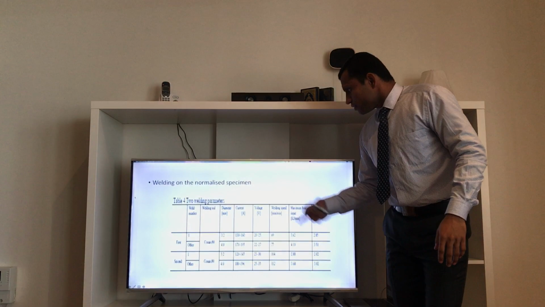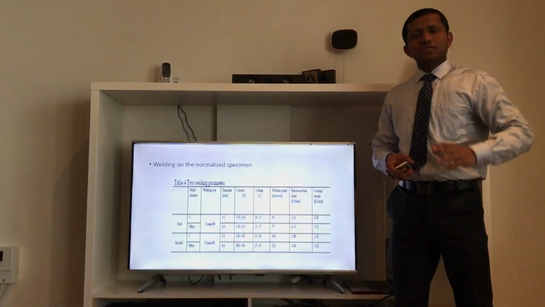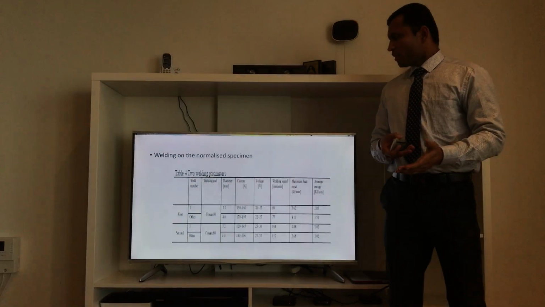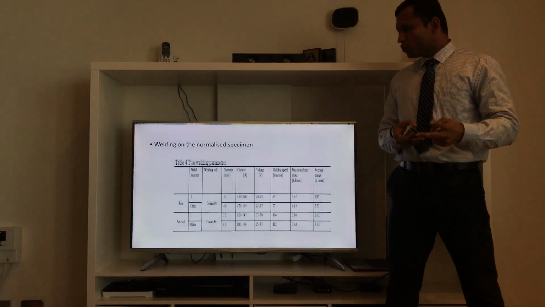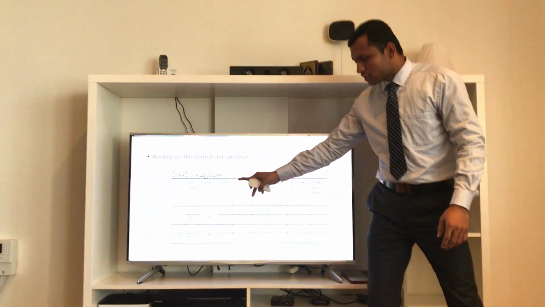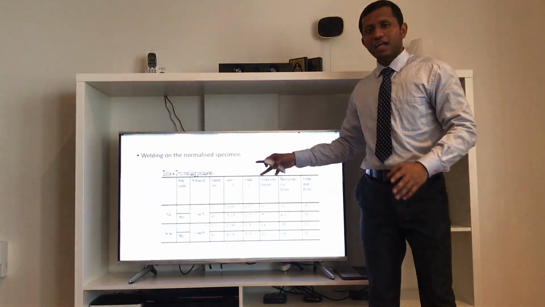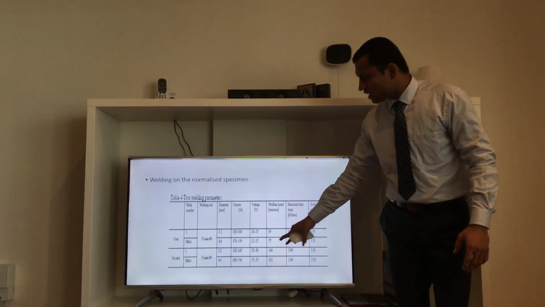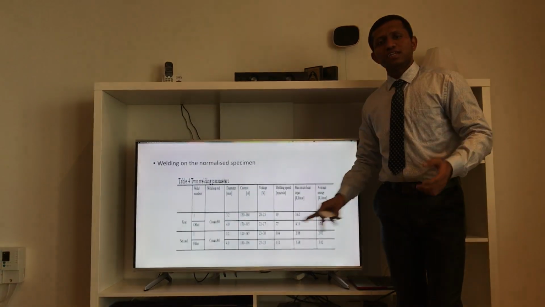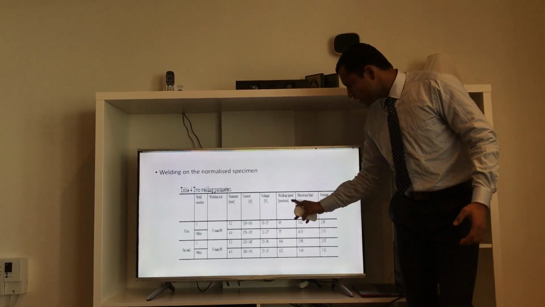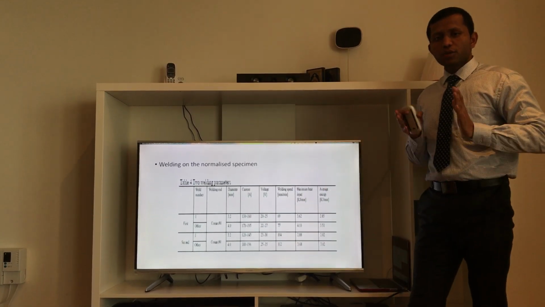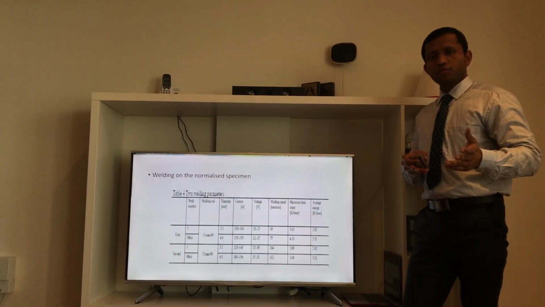The second experiment I did on the same specimen of the normalized heat treatment process was welding. Here I did 2 weldings with different heat input methods, and here I just took care of the weldment parameter and the heat input method. So here you can easily see that section 2, or experiment number 2, gives more toughness than experiment 1 because of the heat input method and the welding parameter. So heat input method is most important during welding of high strength steel.